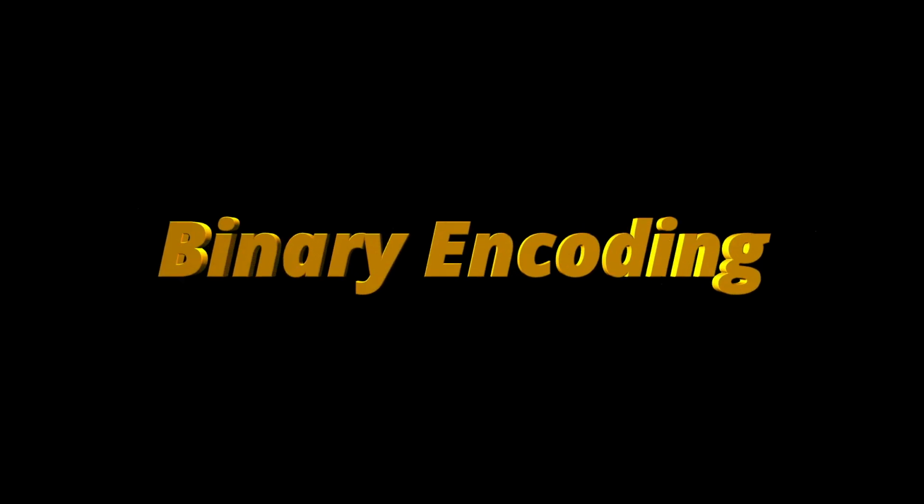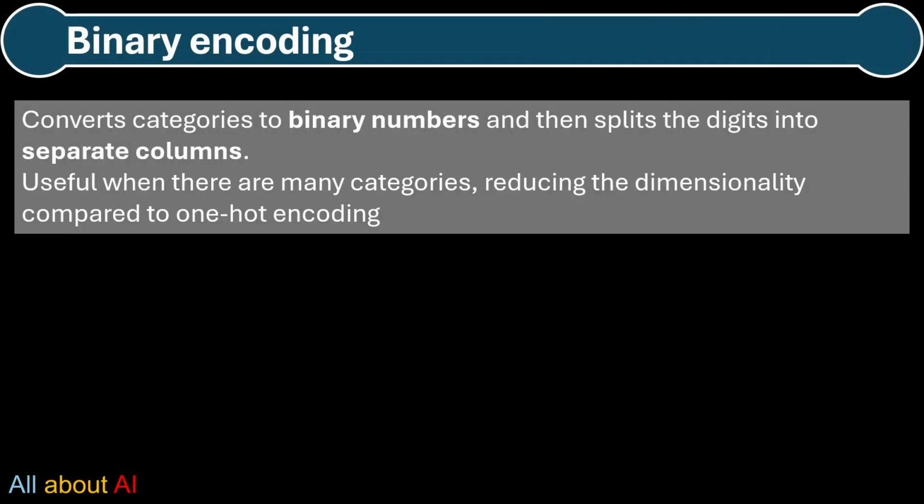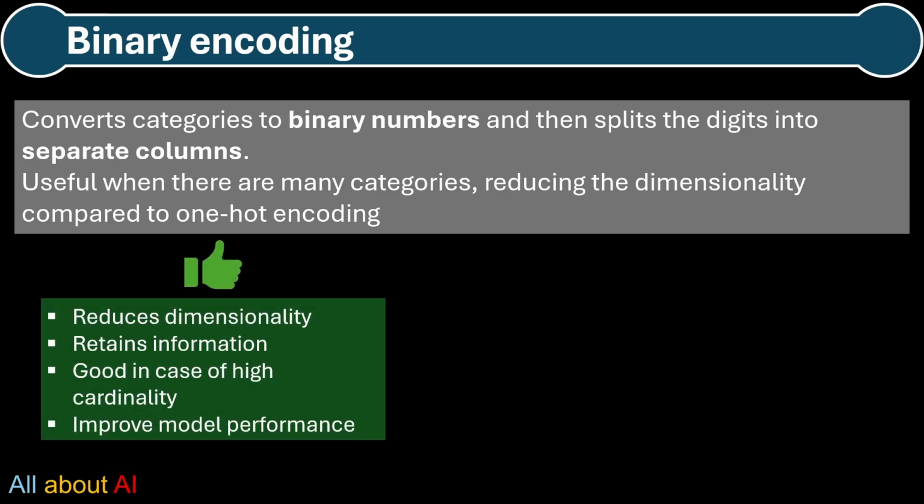Binary encoding. Binary encoding is a technique for encoding categorical variables by representing each unique category as a binary number. This binary representation is then split into separate columns, where each column corresponds to a binary digit, 0 or 1. If we compare it with one-hot encoding, it creates a smaller number of new columns, thus reducing dimensionality of dataset. Now, what are its advantages?